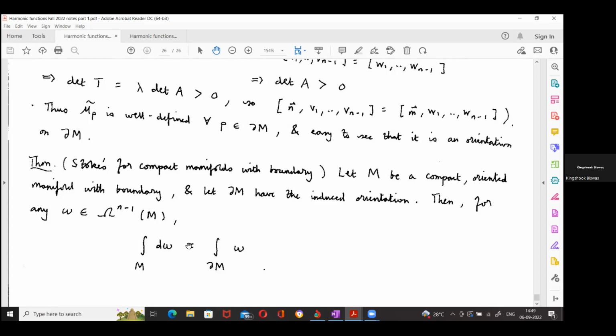So in particular, if the boundary of M is empty, then the integral of d omega over M is 0. A differential form of the type d omega, a form which is the exterior derivative of another form, is called exact. So the integral of an exact n form over a manifold without boundary is always 0. Is it clear?